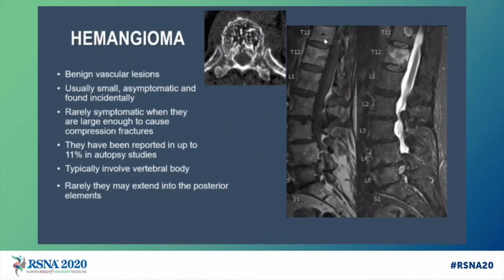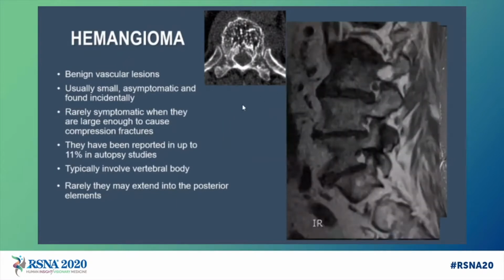And corresponding areas demonstrate fat, and it is difficult to appreciate on T1 weighted images, which is quite typical of hemangiomas. They rarely involve the posterior elements, as seen here, this fatty lesion of the L3 pedicle, which is an incidental finding.